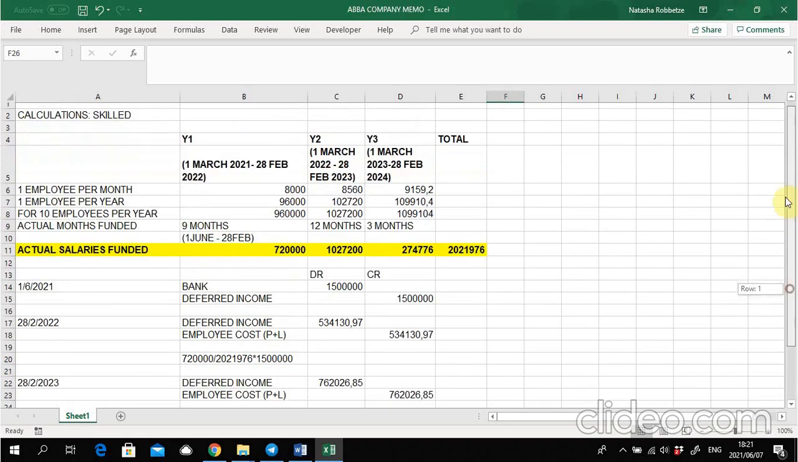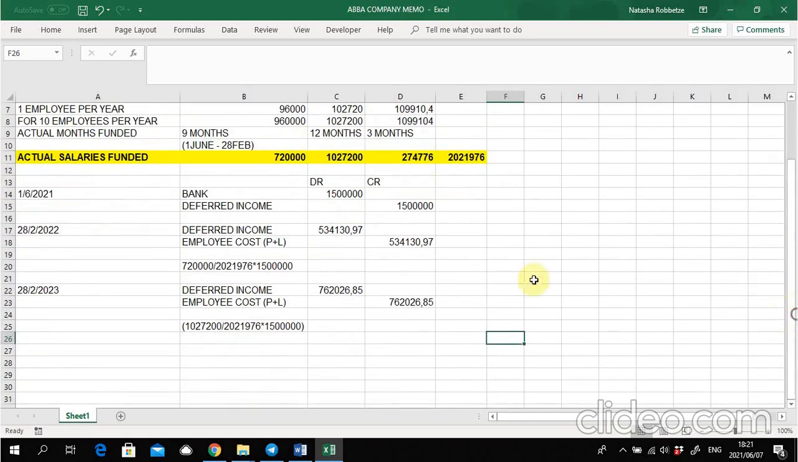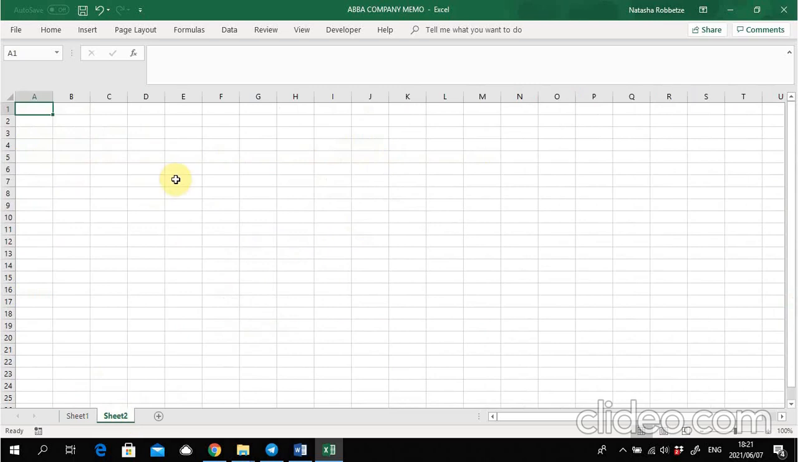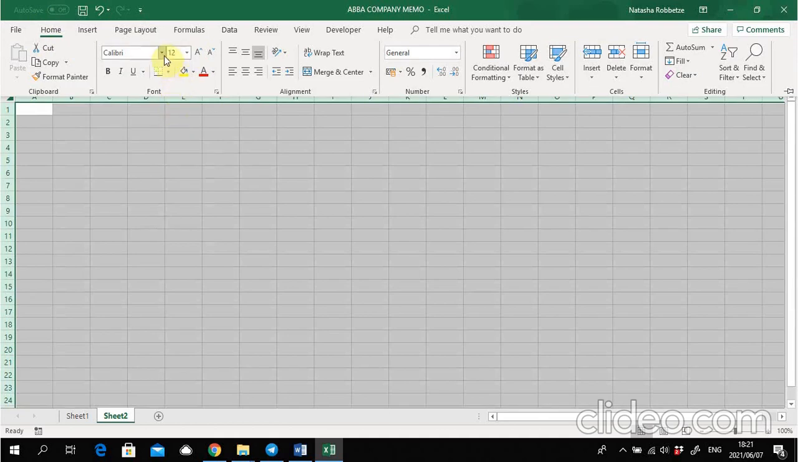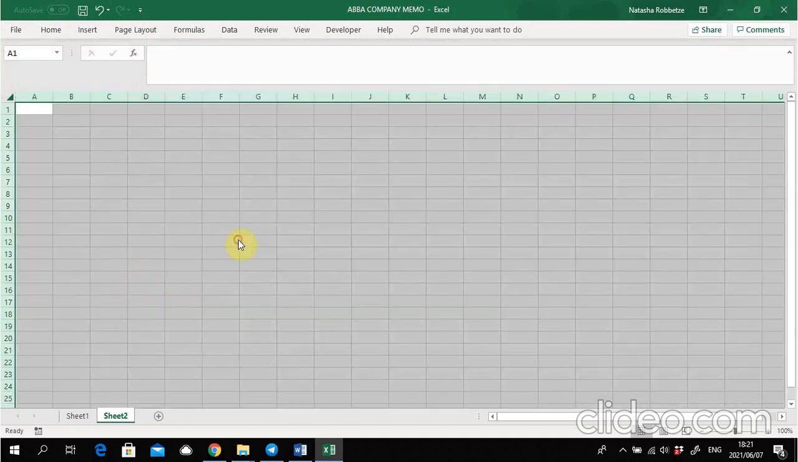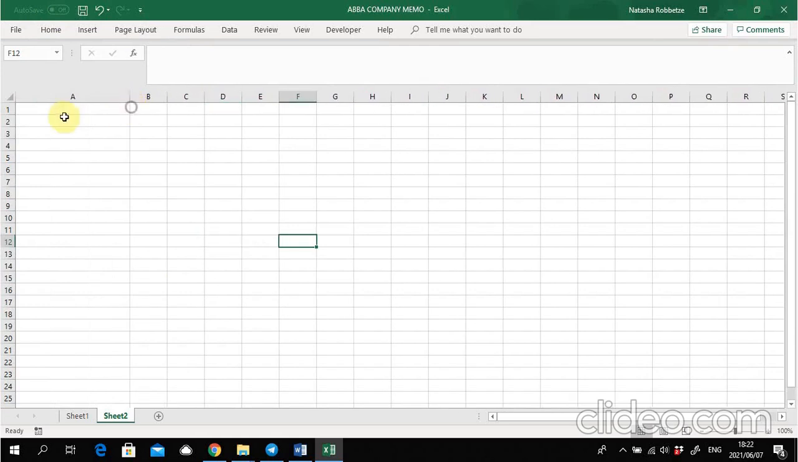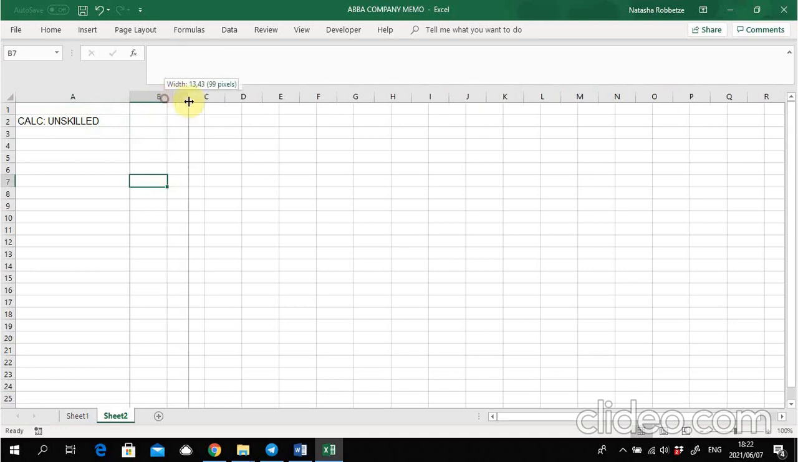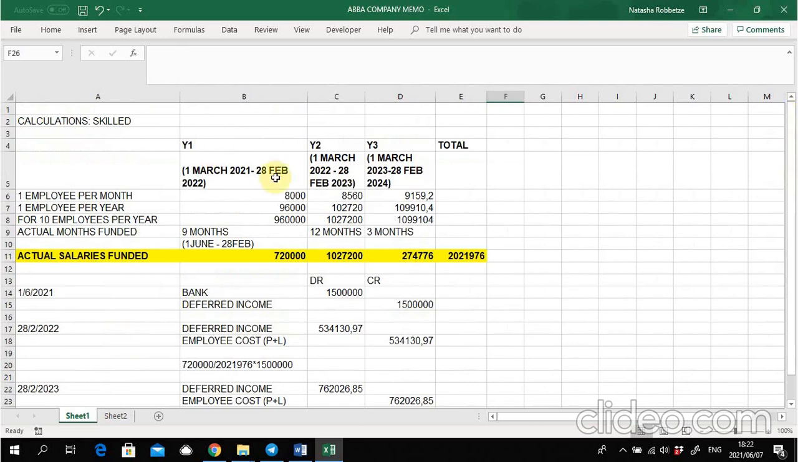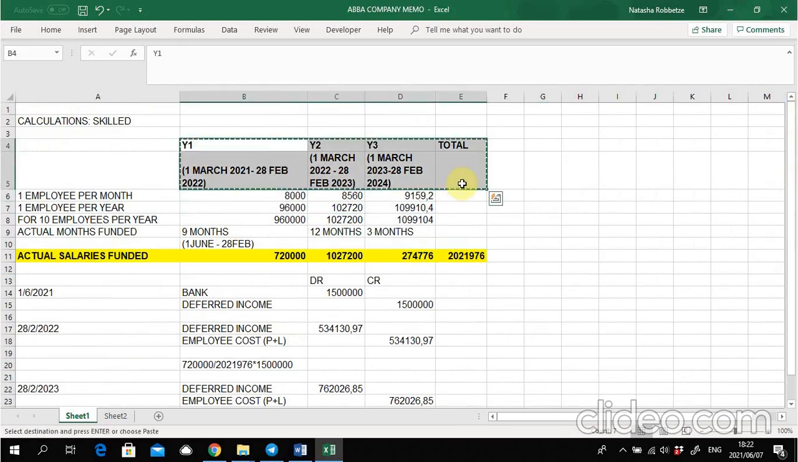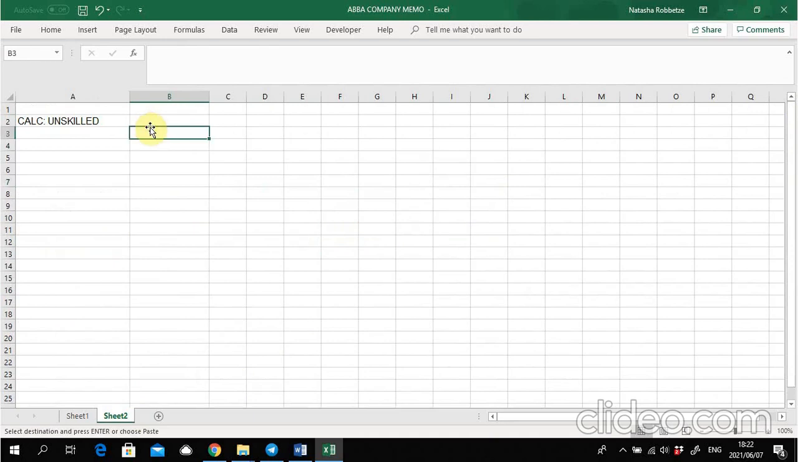But this was only for skilled workers, right? So if I open a new sheet, let's look at calculations that should be done for the unskilled workers. And this is going to be very similar, but you will now be able to follow the calculation and see if you understand the principle. So the calc for your unskilled employees, I'm again going to start with, I have year 1, 2, I can actually just copy these years because it is the exact same company, so it will have the same years.